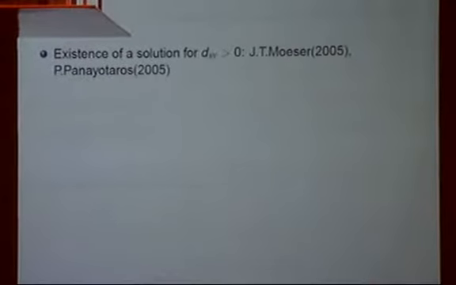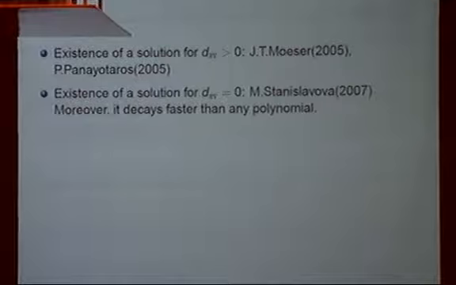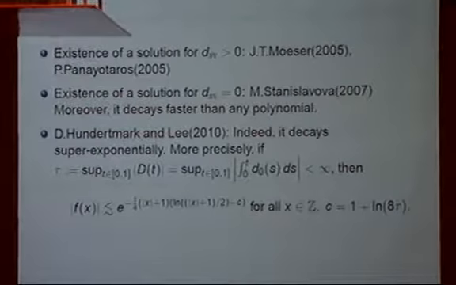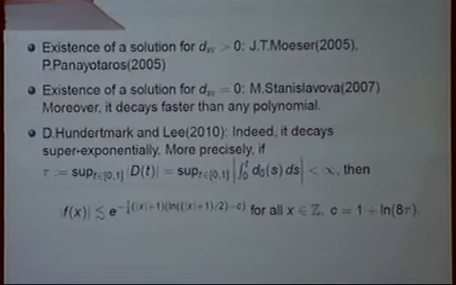And there are some known rigorously proven results. Moser and Panayiotis independently showed that there is a solution for positive diffraction. And Sincelavoberg could show there is a solution for zero average diffraction, so we don't have that Laplacian anymore. And she could show even more, that the solution decays faster than any polynomial. So she had some result about decay.